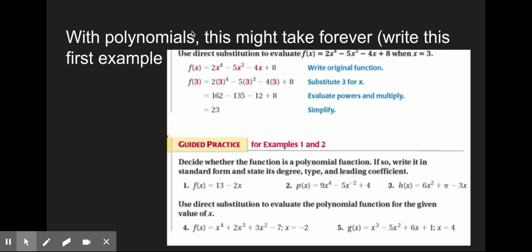So with polynomials, this might take a while. Take 2x to the fourth minus 5x to the third minus 4x plus 8 when x is equal to 3. I have to write the function. I have to substitute 3 for every x, which means I have to do 3 to the fourth times 2, and then I need to do minus 5 times 3 to the third, minus 4 times 3, plus 8. That can take more time than maybe I'd care to admit to get through all that.